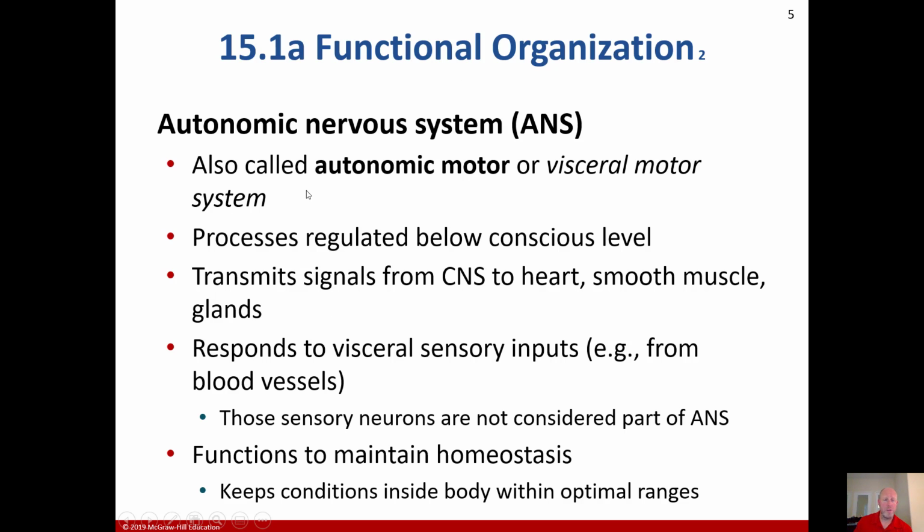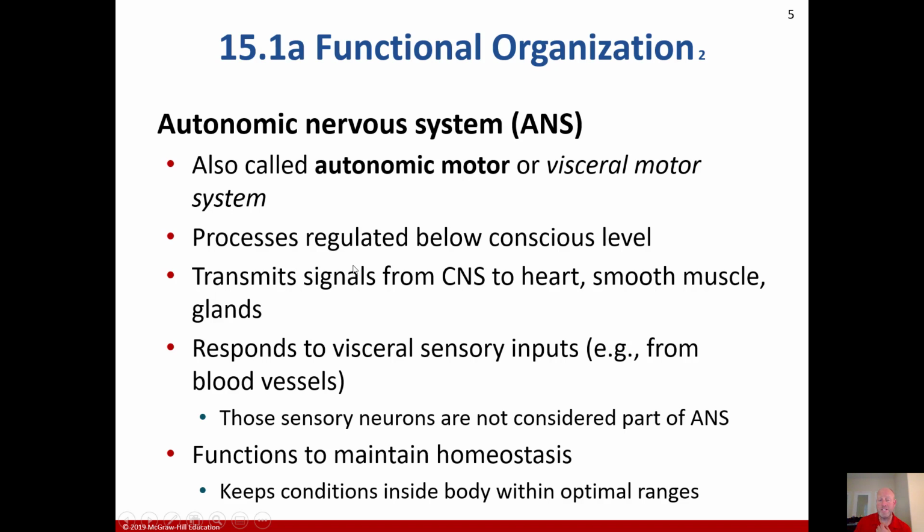And with the autonomic nervous system, which you absolutely have to know for your exam as well, this slide essentially, at least the first 3 points and 5.5, will be on that exam. Also called the autonomic motor or visceral motor system. The processes are regulated below the conscious level. It's involuntary, or unconscious, if you will.